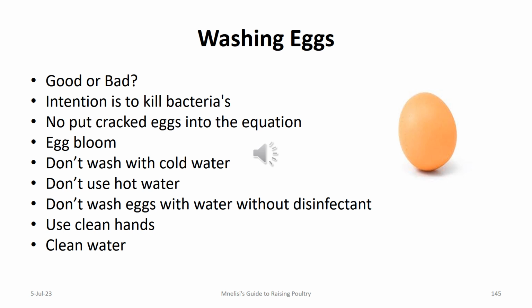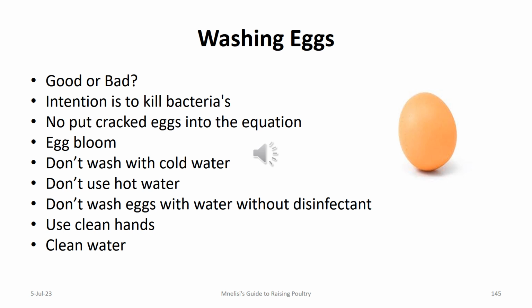Let us look at an egg. An egg has a natural coating called a bloom. The bloom protects an egg from the outside world, and has pores for the egg to breathe. It also regulates the egg's temperature. The intention of washing eggs is to kill bacteria. But the moment you wash an egg, bacteria can enter the egg.